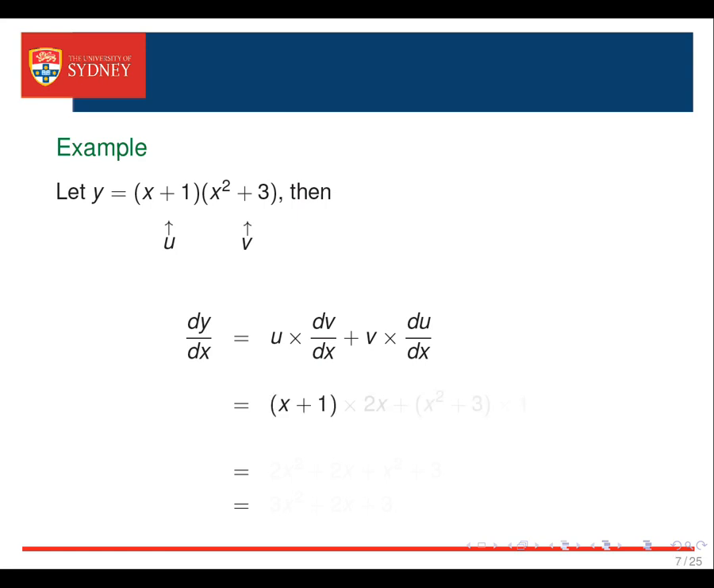That is, x plus 1 times the derivative of x squared plus 3, which is 2x, plus x squared plus 3 times the derivative of x plus 1, which is just 1. Which gives us the following upon expanding the brackets. And this simplifies to the following.